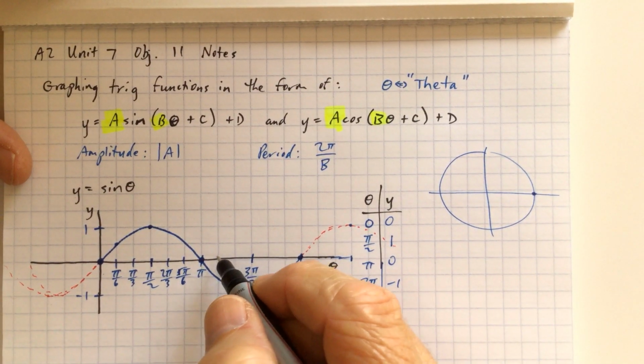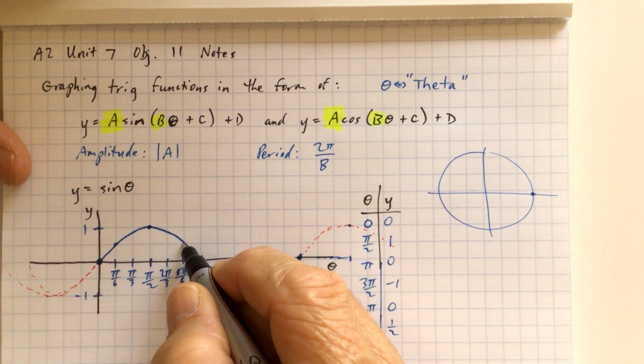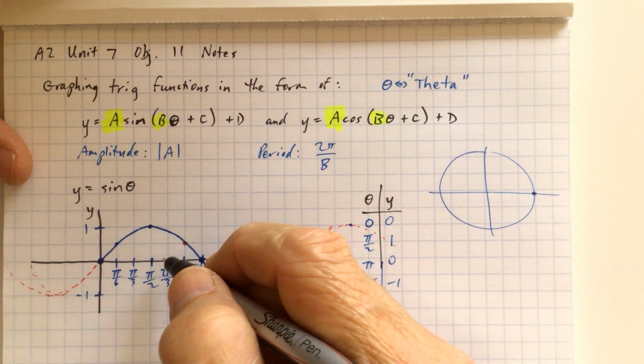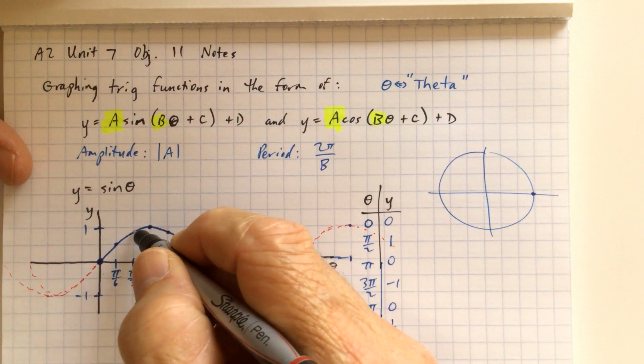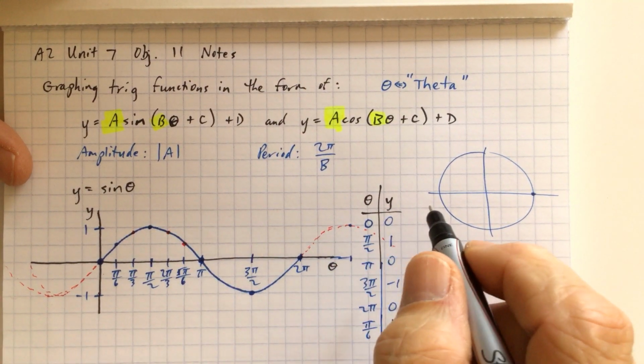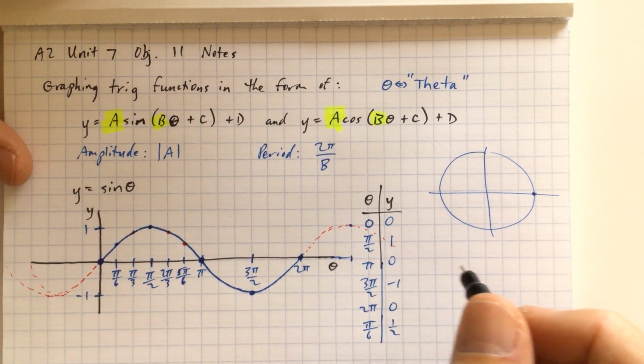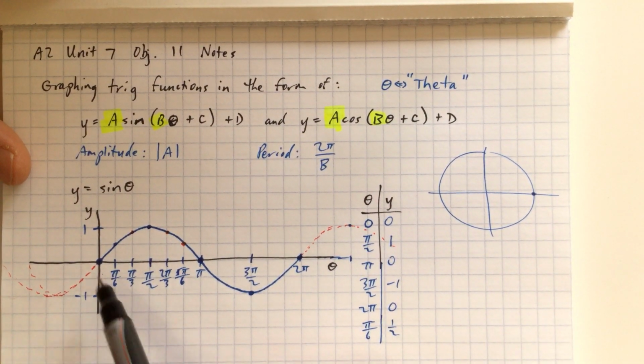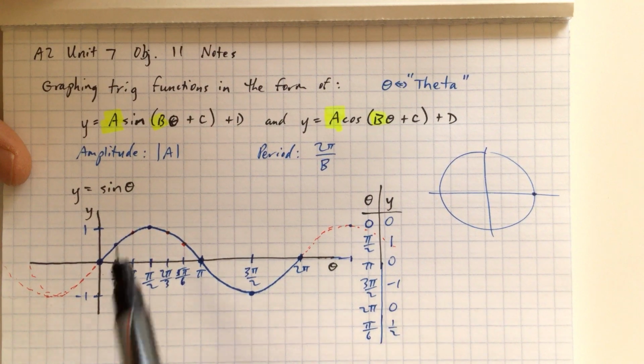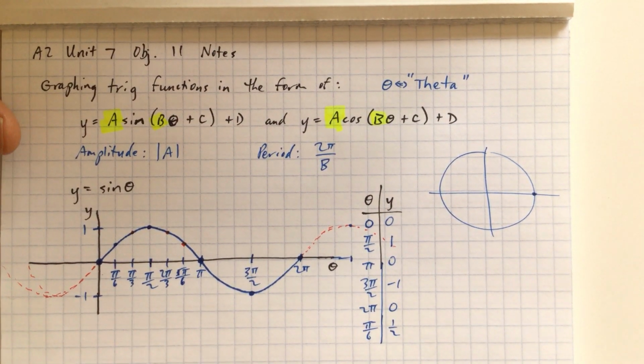When you plug in 5 pi over 6, that would be right here. It's also 1/2. And then you plug in 2 pi over 3, that's radical 3 over 2, and so on and so on. So we don't have to do that. The main thing is that I want you to learn how to graph these functions using the 5-point system. And so that's how we graph the sine, and we're going to do the cosine in the next video.